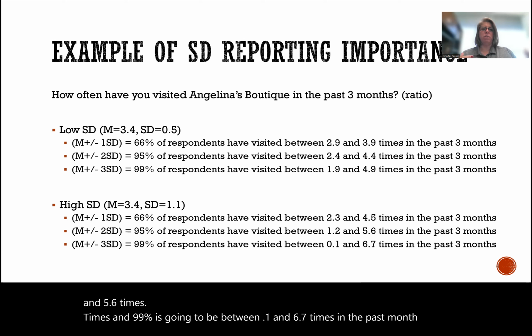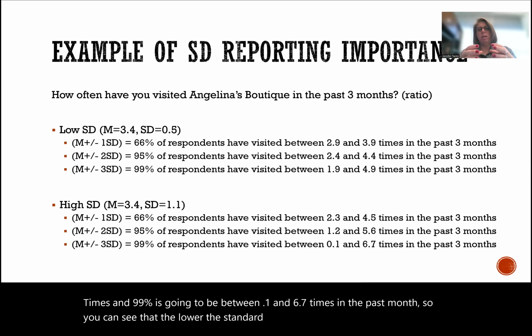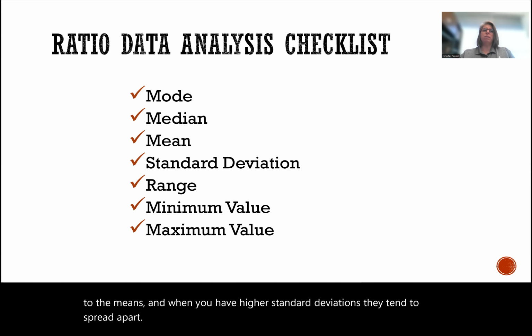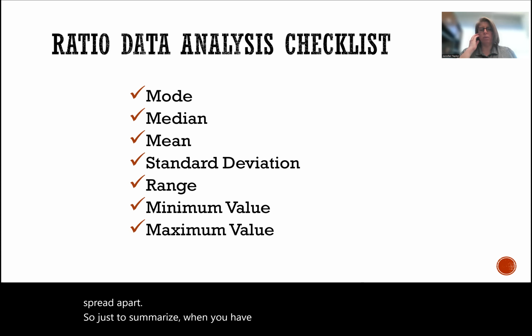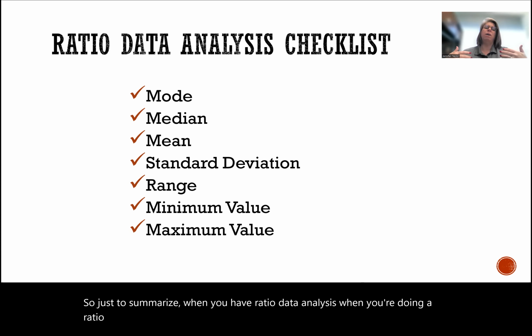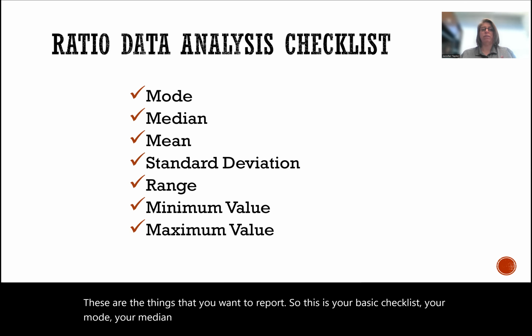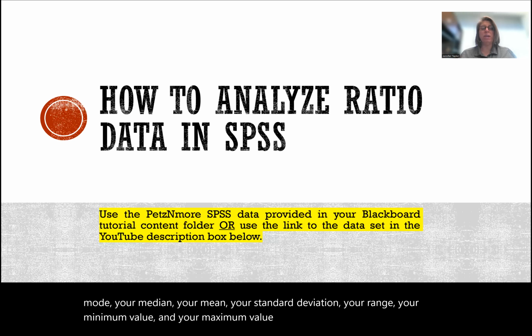So you can see that the lower the standard deviation, the closer all the values are to the mean. And when you have higher standard deviations, they tend to spread apart. So just to summarize, when you're doing a ratio data analysis, these are the things that you want to report. So this is your basic checklist: your mode, your median, your mean, your standard deviation, your range, your minimum value, and your maximum value. So how do you do this in SPSS?